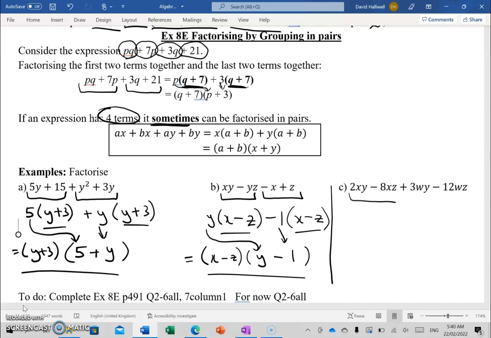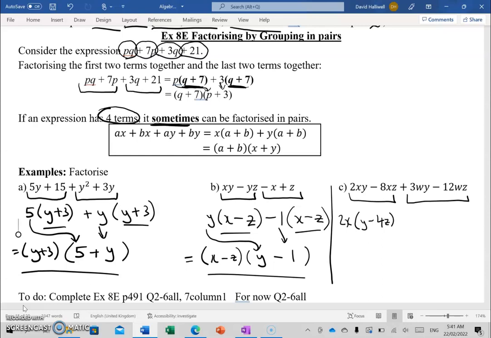Okay, so I'm going to pair them off. That's the first 2 terms, that's the back 2 terms. So let's look at the first pair. I can see I've got 2 and 8 there, so I can take out 2. And I've also got the letter x, so 2x. Remember I can take out 2 because 2 and 8 are in the 2 times table. Let's see, the remaining factors would be y minus, and now I need to get an 8, so I need to times that 2 by 4, and I'm missing a factor of z.